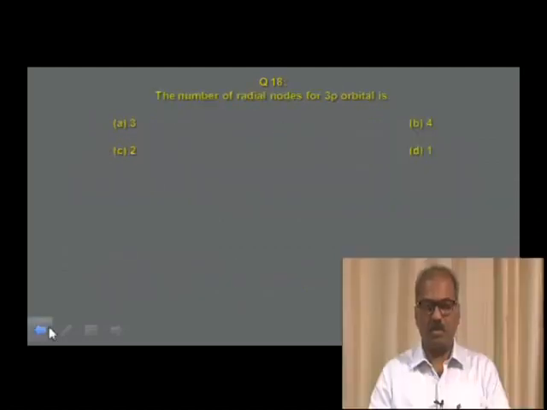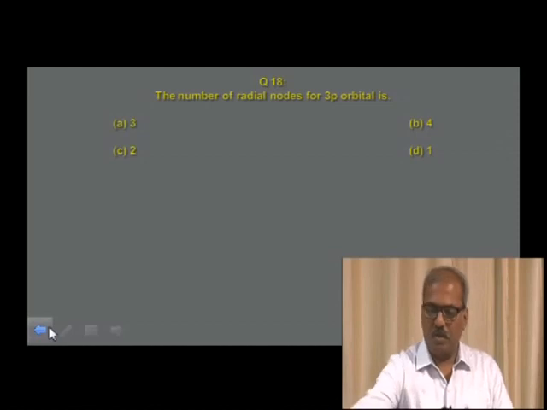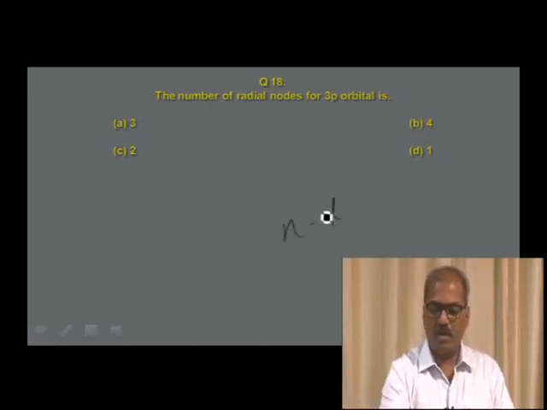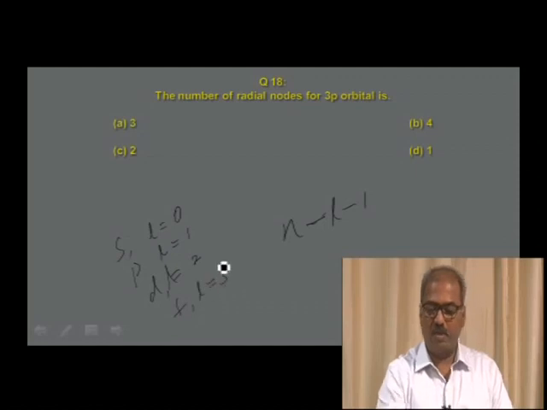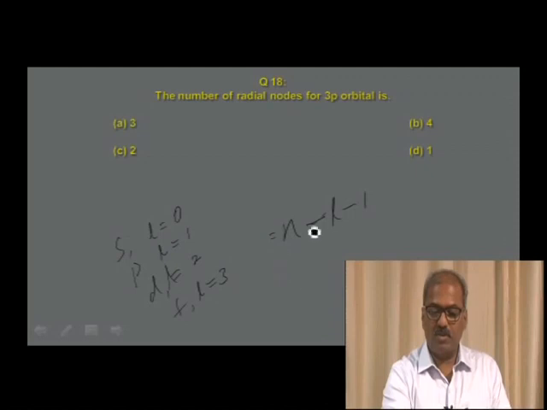The number of radial nodes for 3p orbital is: option A 3, option B 4, option C 2 and option D 1. The question asked is the number of radial nodes. Number of radial nodes is given by the formula n minus l minus 1 for the l orbital. For s orbital, l is equal to 0. For p orbital, l is equal to 1. For d orbital, let me consider l is equal to 2, and for f orbital, l is equal to 3. So number of radial nodes is given by this.